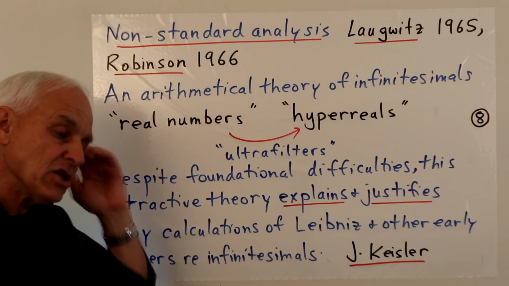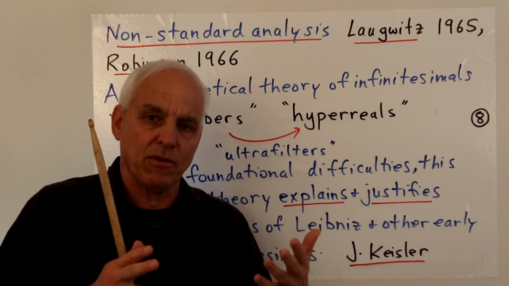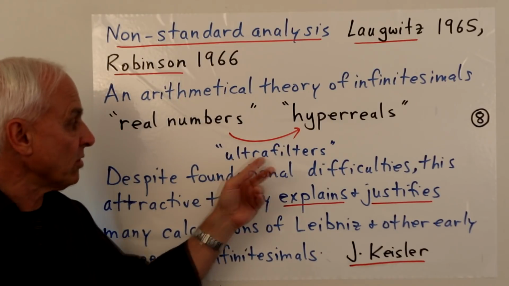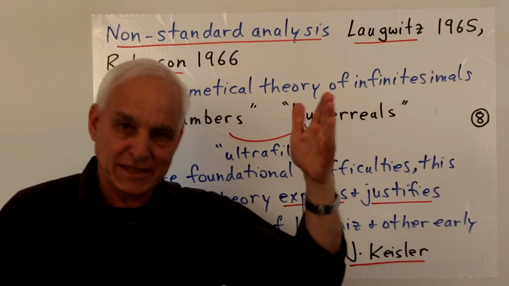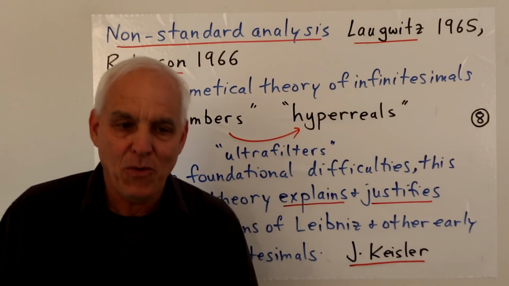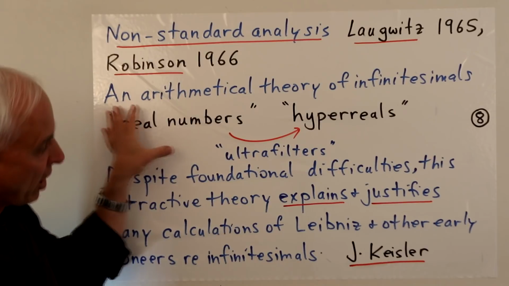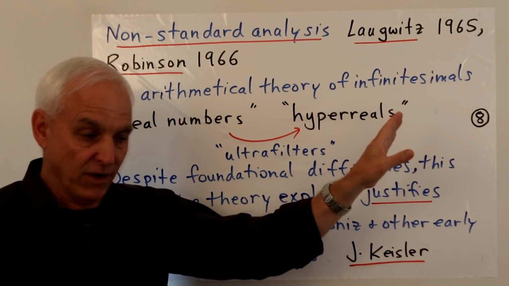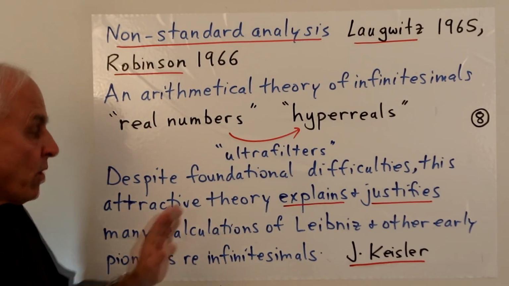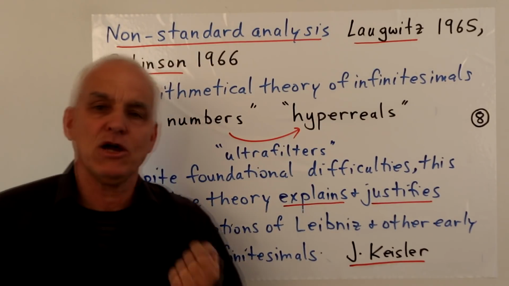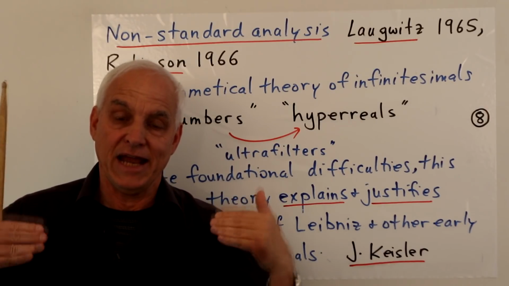And this is done essentially with some logical techniques from modern logic, in particular things called ultrafilters, which require, let's say, infinite flights of fancy, which go far beyond just the flights of fancy involved even in the real numbers. So I have a lot of problems with the foundational aspect of this, okay, but I'm happy to acknowledge that this is a very attractive theory, which explains and justifies many of the earlier calculations of the great analysts of the 17th and 18th centuries.